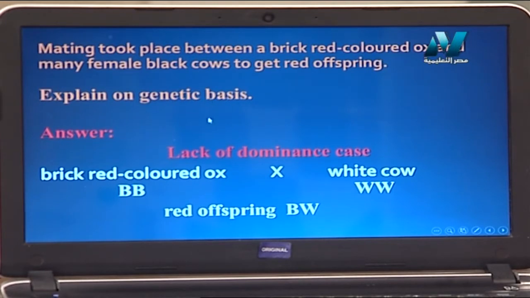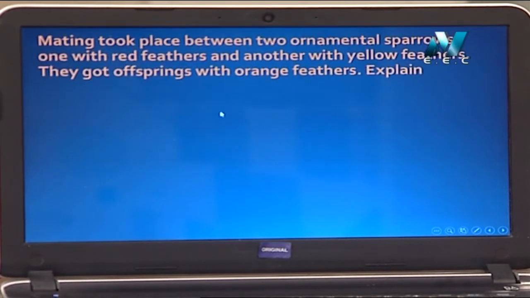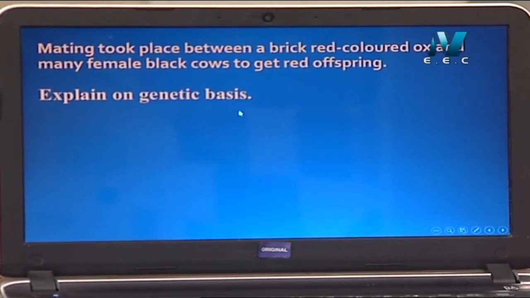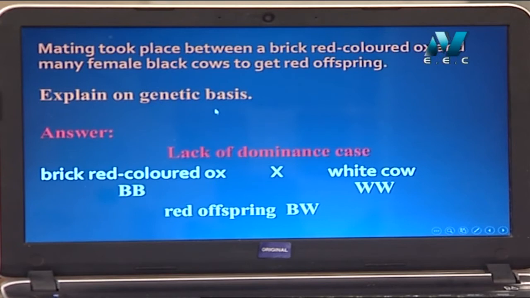Okay, so these colors, the colors of the parents, are brick red color and black or white. We can change this black into white, and the offspring will be red. So these are the 3 phenotypes for one character.